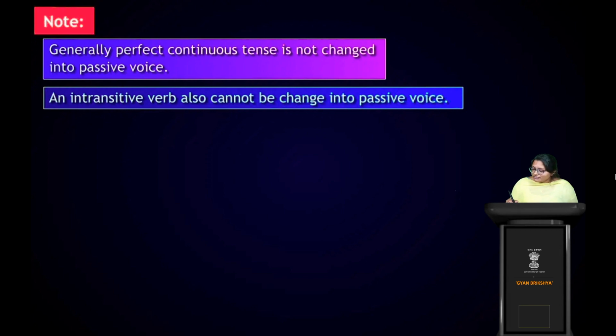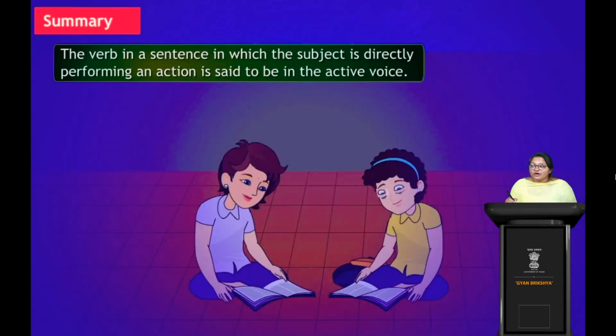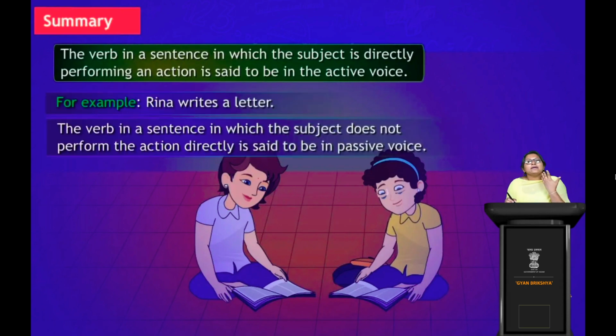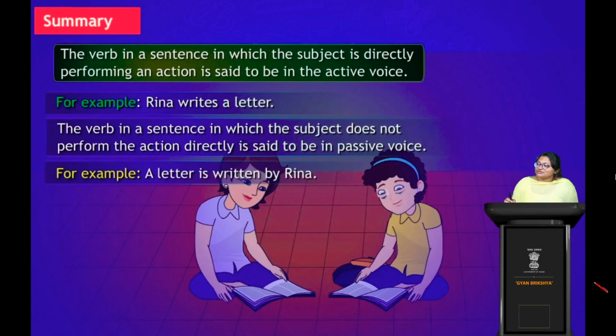Now, before moving to the last segment, let's take a quick recall, a quick summary. The verb in a sentence in which the subject is directly performing an action is said to be in active voice. Columbus discovered America. The subject is directly performing the action, so it is active voice. Rina writes a letter. But where the subject does not perform the action directly, the verb is said to be in passive voice. The verb is not performing the function directly, so it is in passive voice. A letter is written by Rina.